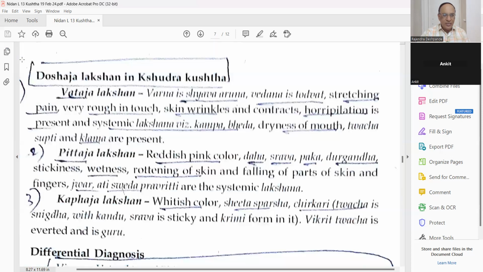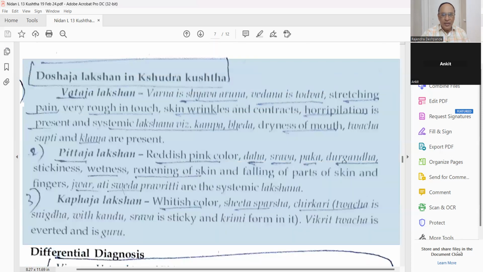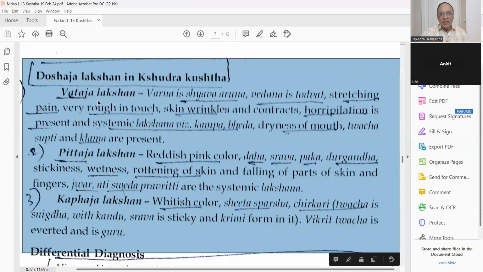I think it is not necessary to go into detail, because we have already seen these. Vataja: the Varna is black, a lot of Vedana is there, stretching pain is there, rough in nature, skin wrinkling will be there. Only the important points. Pitta: red color, red pink. Dah, burning. Srava, Paka, inflammation.